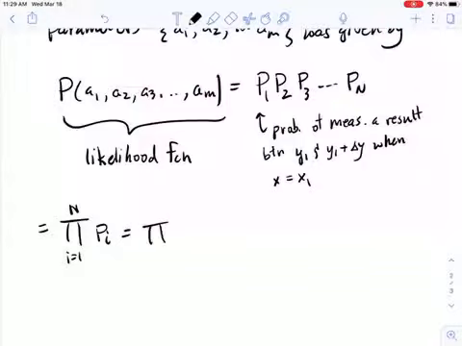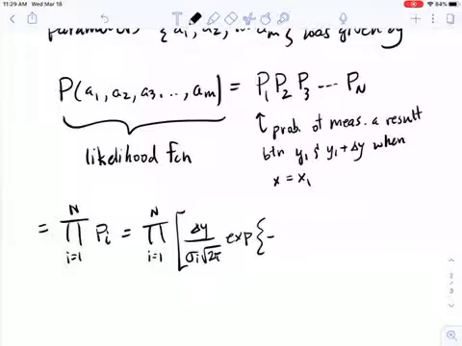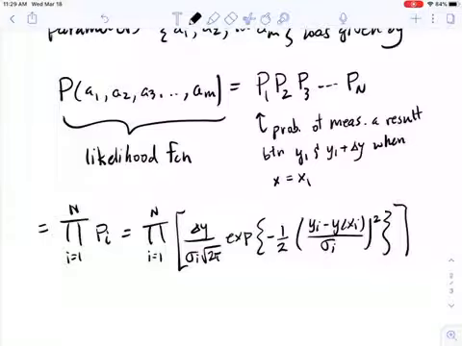And we had previously written down what P1 and P2 and P3 all looked like. And they were these Gaussian functions. So what we really have is a product of Gaussians. Okay, and the Gaussian has this exponential in it. There's a minus 1/2, and then we had (yi minus y of xi) over sigma i, squared, like so.